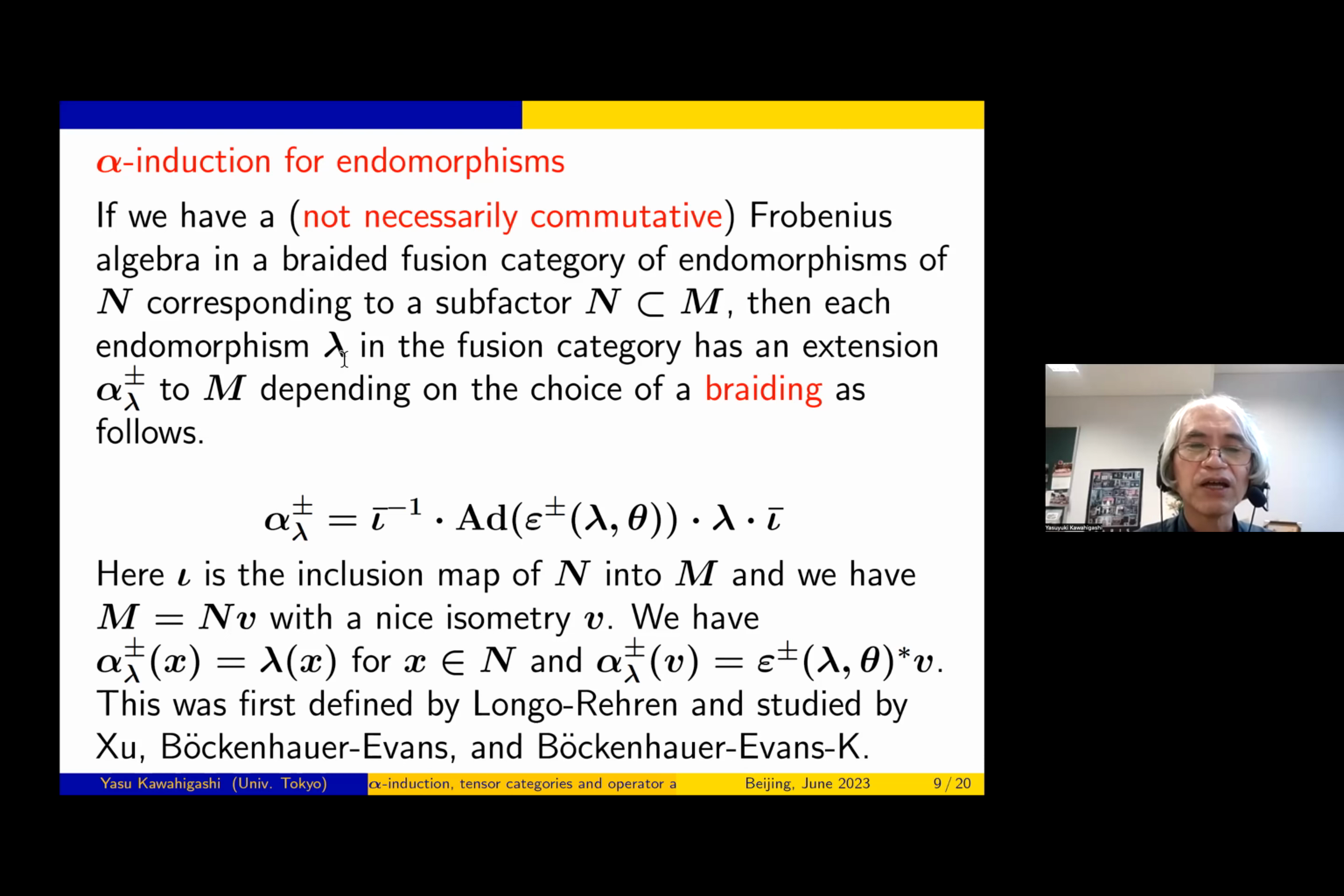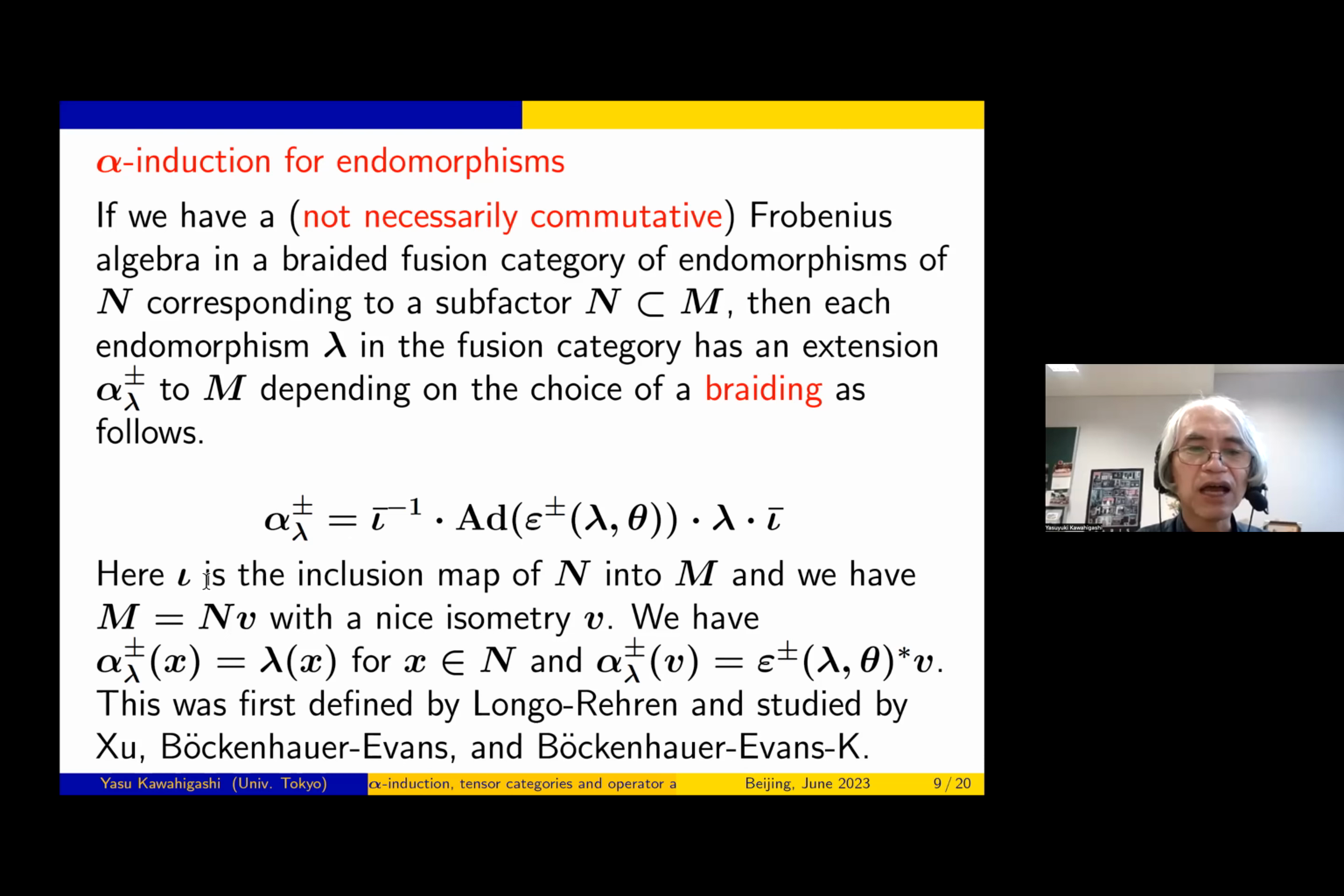Suppose we have a lambda, which is an endomorphism of the small algebra, and this is an object in the fusion category. Then we want to make an extension of this endomorphism, and we write alpha lambda for this extension. But this depends on the choice of a braiding, and this is why we need a braiding structure. For braiding, we always have a positive braiding and a negative braiding, I mean, overcrossing and undercrossing. So we have two choices of a braiding, and depending on the choice, we have two extensions, alpha plus lambda and alpha minus lambda. Both of them are expressed in a single formula here.